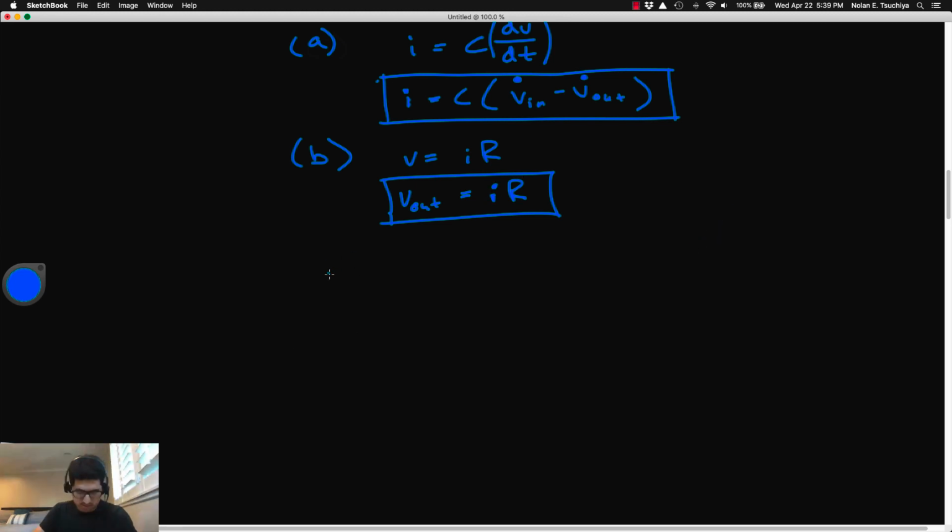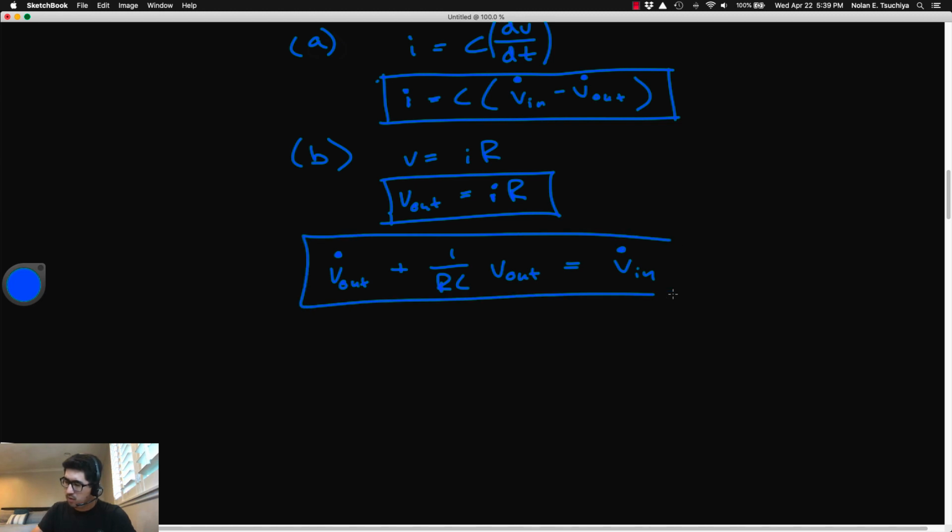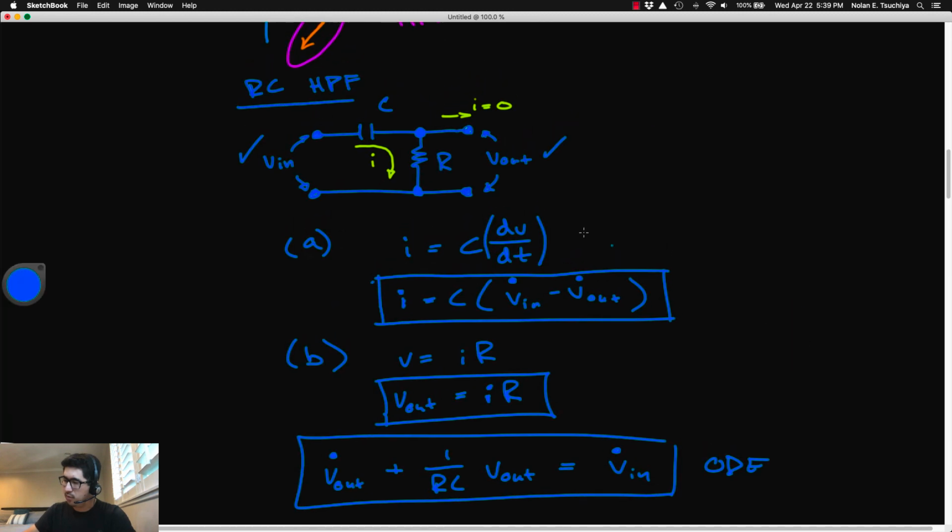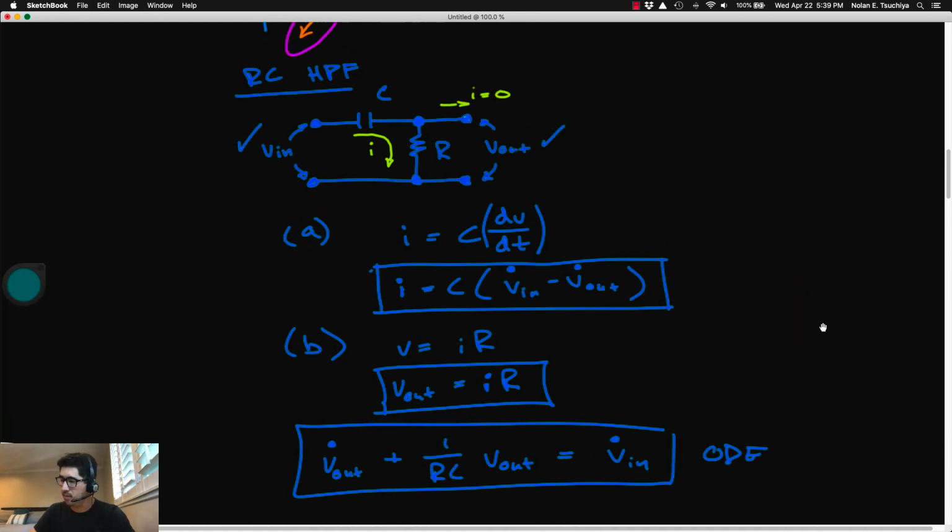And what that gets us is an equation that only contains V in and V out and the corresponding time derivatives. So if I make that simple substitution, I end up with a differential equation that looks like this. This becomes our differential equation that governs the input voltage to the output voltage of this particular circuit.